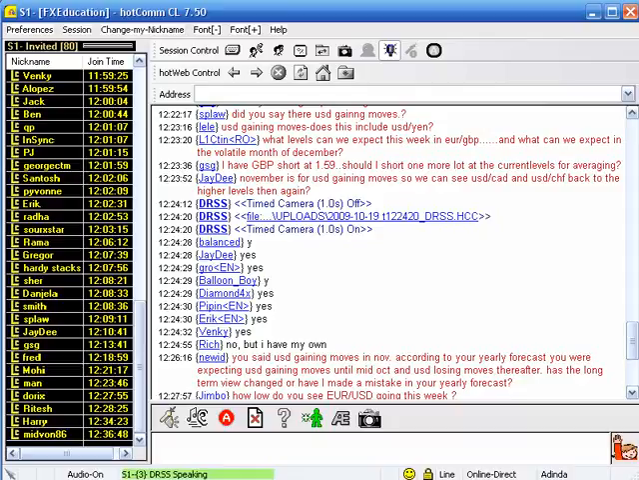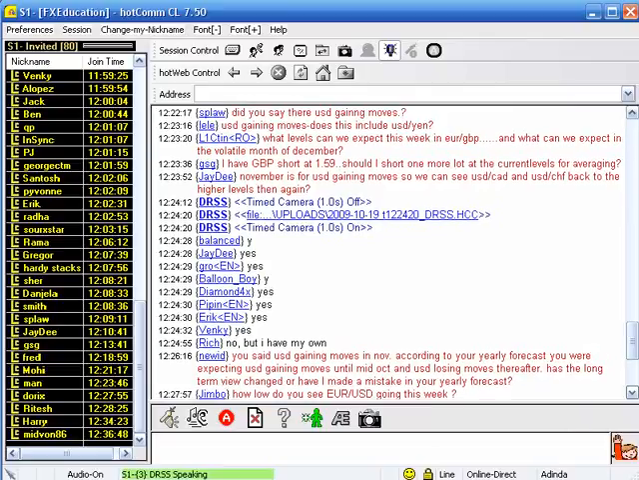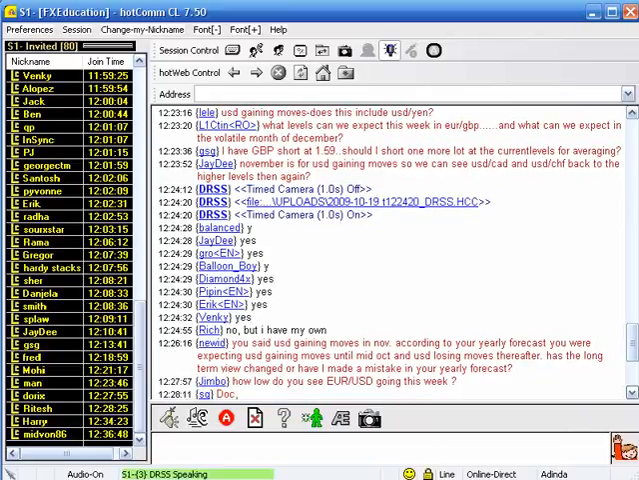JD: November is USD gaining moves, so we can see USD CAD and USD CHF back. Yes. November you will come across USD gaining moves in a very significant way. So you will find the denominator currencies USD CHF and USD CAD will catch up very nicely.